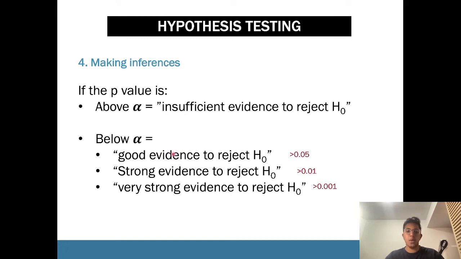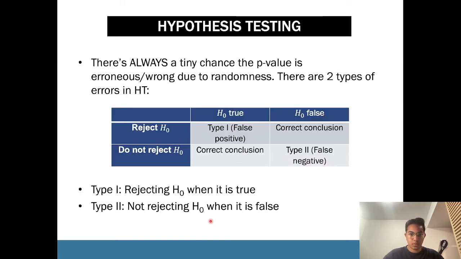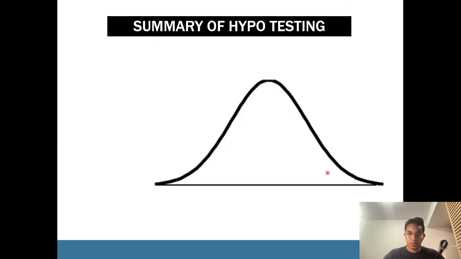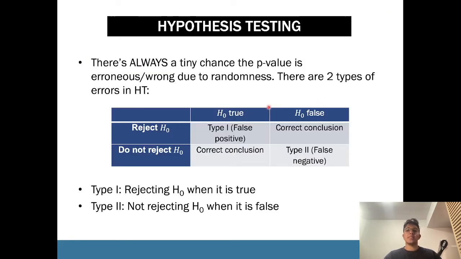Every set of wording is aligned with a different sort of p-value. So the lower the p-value, the stronger our evidence. Okay, so this is just a quick summary of hypothesis testing.